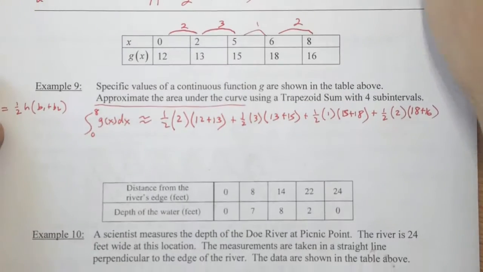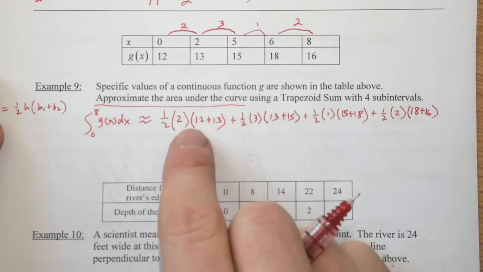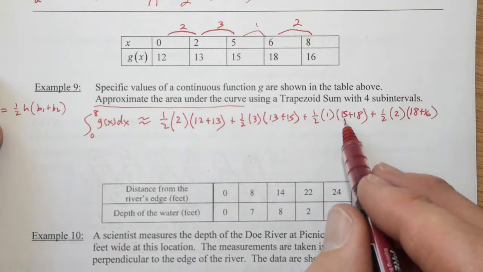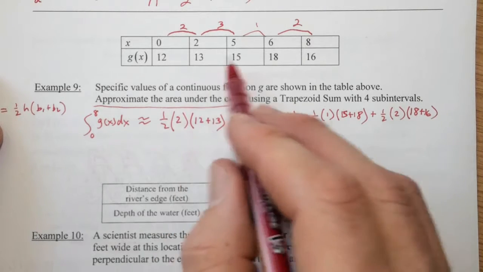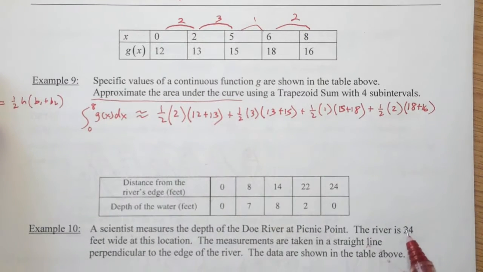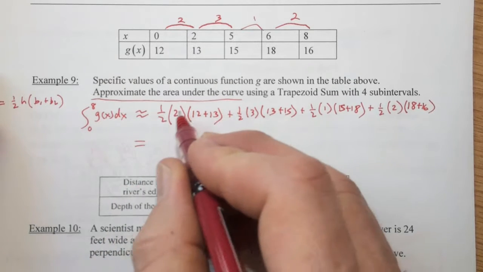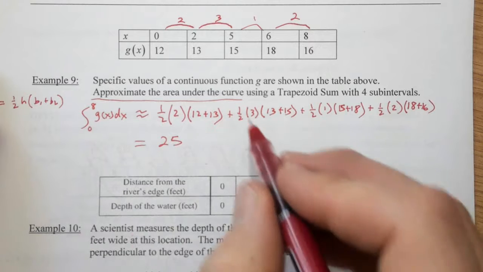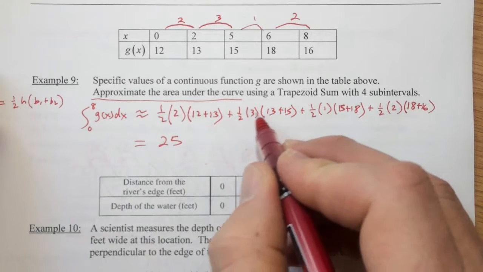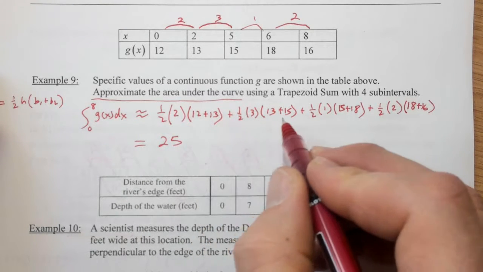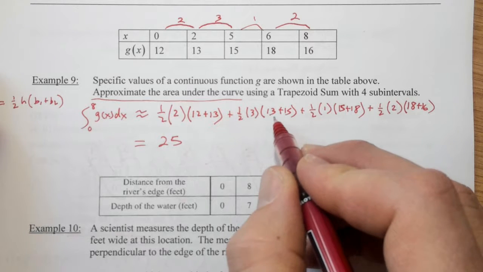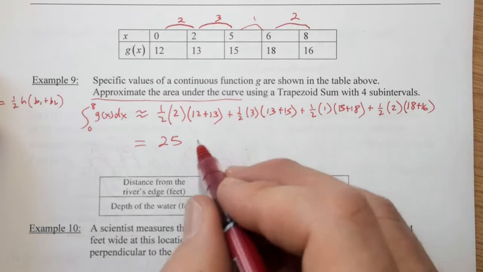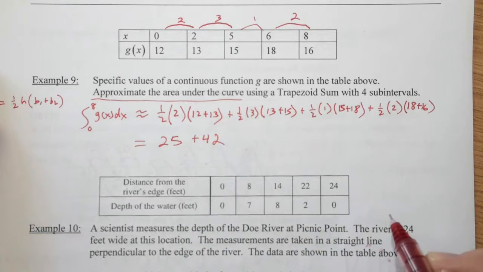So if you notice, we used the 12 and the 16 once each, but then we used the 13 twice, the 15 twice, and the 18 twice. The three values in the middle were used twice. Okay. So what do we have here? Well, 1/2 times 2, they wipe each other out. 12 plus 13 is 25. Okay, and then we have, well, these don't wipe out. In fact, so we have 1.5, and then we have 13 plus 15. So 13 plus 15 is 28. Half of that is 14. 14 times 3 is 42.